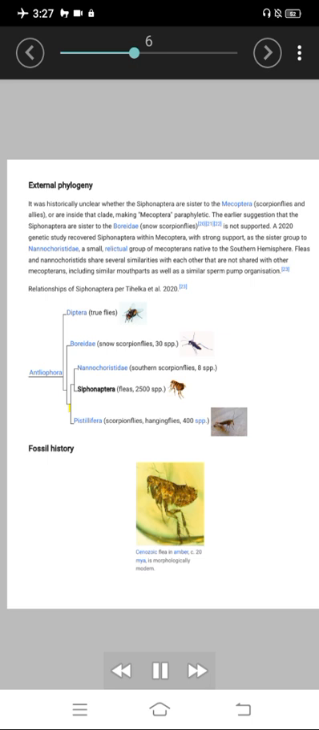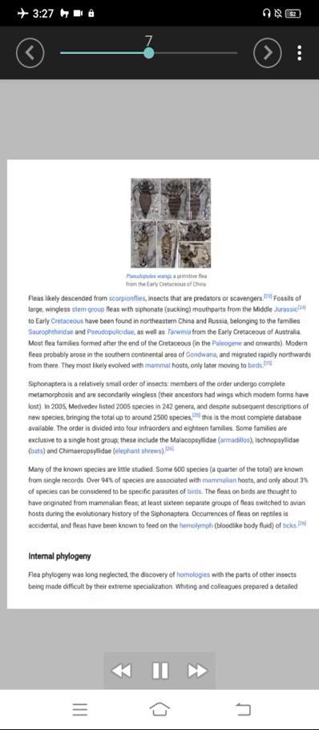Fossil history. A Cenozoic flea in amber, circa 20 Ma, is morphologically modern. Pseudopulex wangyi, a primitive flea from the early Cretaceous of China. Fleas likely descended from scorpionflies, insects that are predators or scavengers. Fossils of large, wingless stem group fleas with siphonate, sucking, mouthparts from the Middle Jurassic to early Cretaceous have been found in northeastern China and Russia, belonging to the families Saurophthiridae and Pseudopulicidae, as well as Tarwinia from the early Cretaceous of Australia.